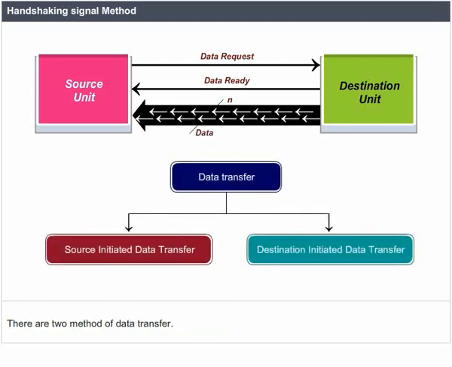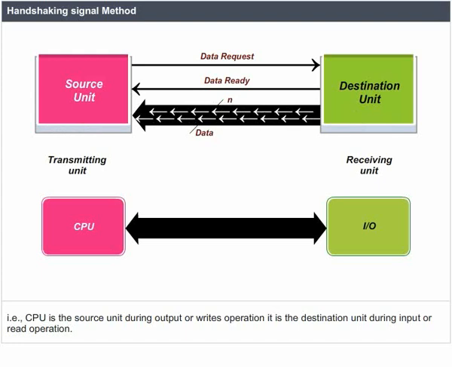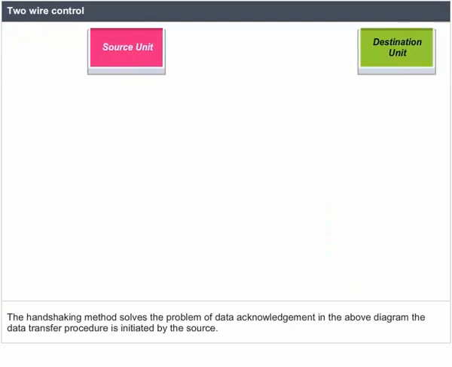There are two methods of data transfer: source-initiated data transfer and destination-initiated data transfer. For example, we consider the transmitting unit as the source unit and the receiving unit as the destination unit. That is, the CPU is the source unit during output or write operation. It is the destination unit during input or read operation. Two-wire control: the handshaking method solves the problem of data acknowledgement in the above diagram.